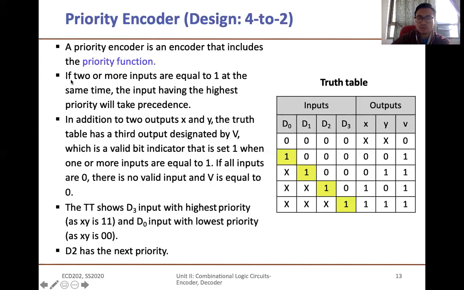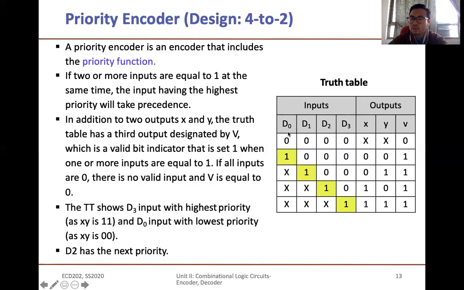It is mentioned here, if 2 or more inputs are equal to 1 at the same time, the input having the highest priority will take the precedence. In addition to the 2 outputs X and Y, the truth table has a third output designated by the letter V, which is a valid bit indicator that is set to 1 when 1 or more inputs are equal to 1. If all the inputs are 0, there is no valid input and V is equal to 0.